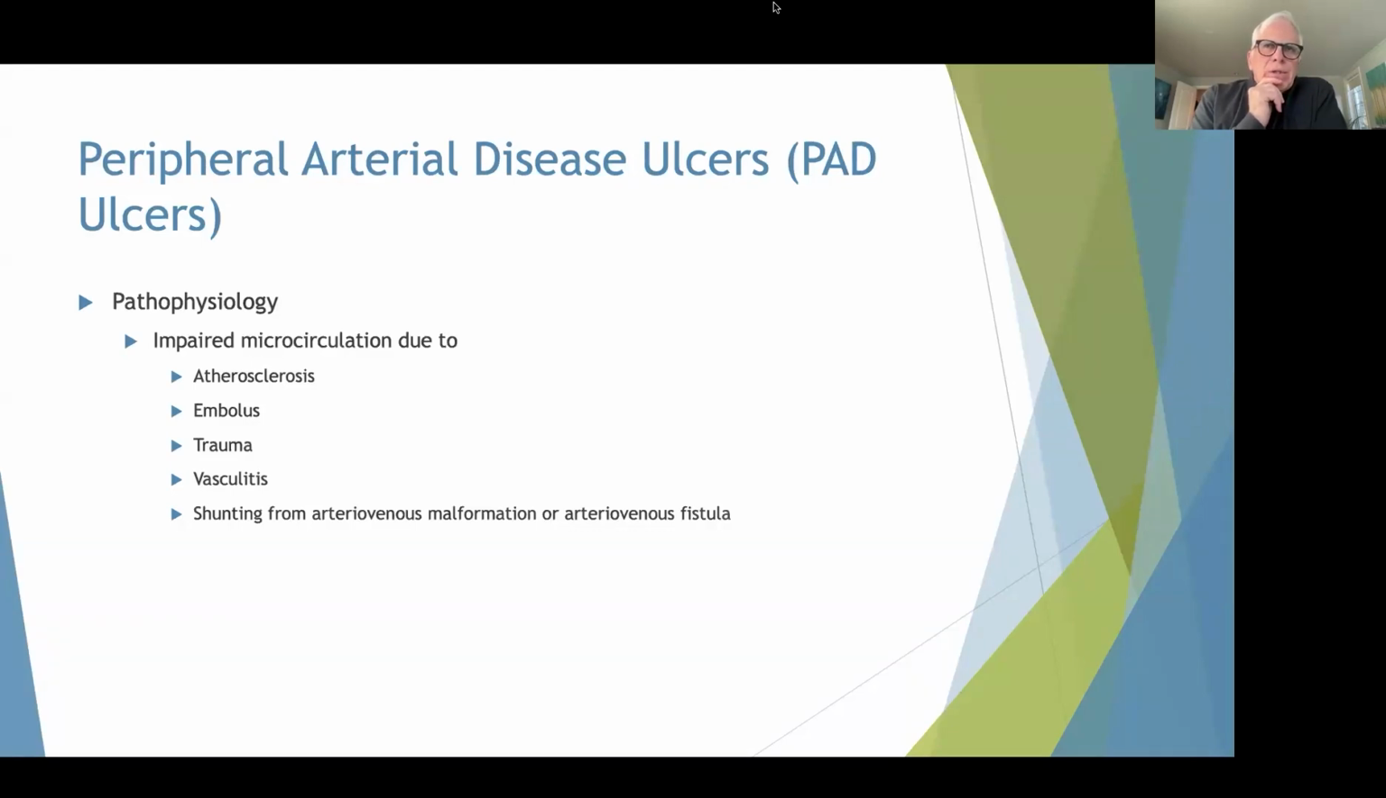Here the pathophysiology is a little bit more straightforward, if you like, because the end problem here is an impairment in the microcirculation. And here it's due to problems in the arteries themselves. And in most cases, the vast majority of people, the problem is atherosclerosis. Some patients will have an embolus that's thrown off and it's occluded arteries, maybe an acute or maybe a chronic event. And it may also come from other aneurysms and things of that nature.